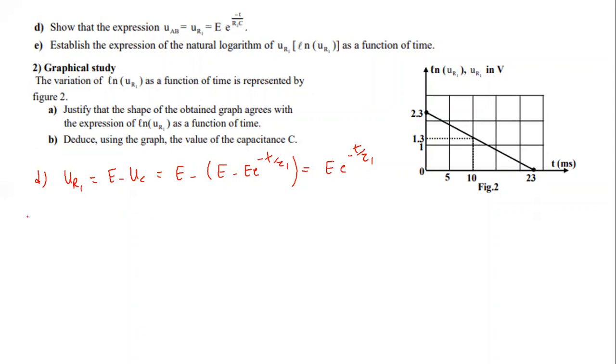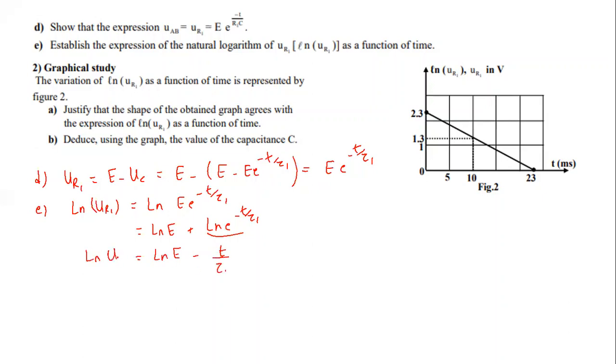This is UR1. Now part E: establish the expression of the logarithm in order to find ln UR1. So ln UR1 equals ln of E e to the minus t over tau 1, which is of the form ln of A times B, equal to ln A plus ln B. So ln E plus ln of the exponential, and this will give us ln E minus t over tau 1. This is ln UR1.